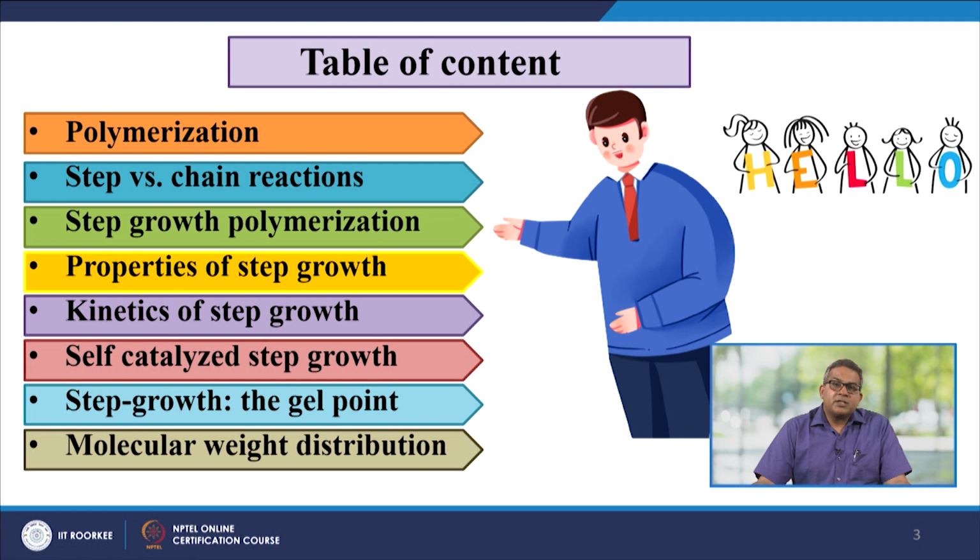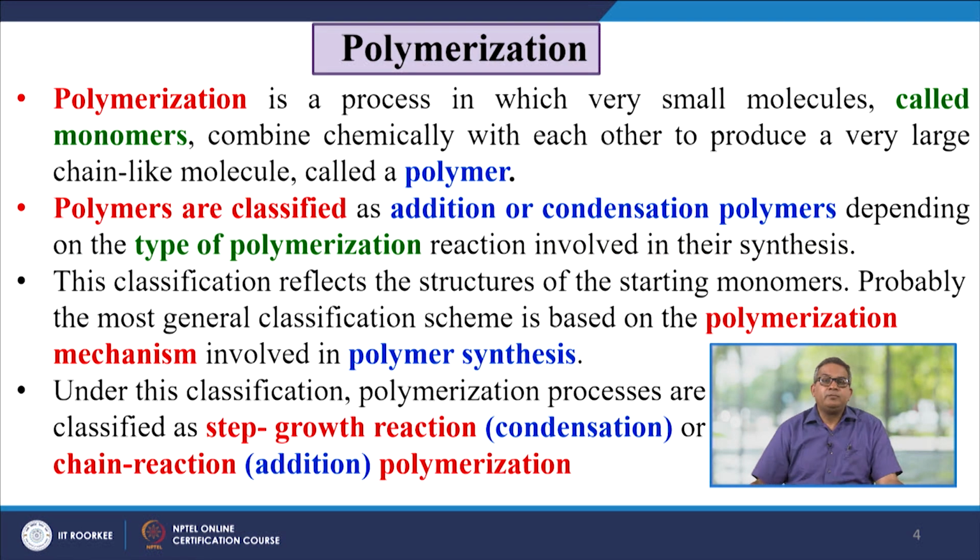Now, in this particular segment, we are going to discuss polymerization, step growth versus chain growth reactions. Then we will discuss step growth polymerization with its various properties, then the kinetics of step growth polymerization, and apart from this, the self-catalyzed step growth. Then we will discuss the gel point and the molecular weight distribution. As we know, molecular weight distribution plays a very vital role in deciding the properties of the polymer.